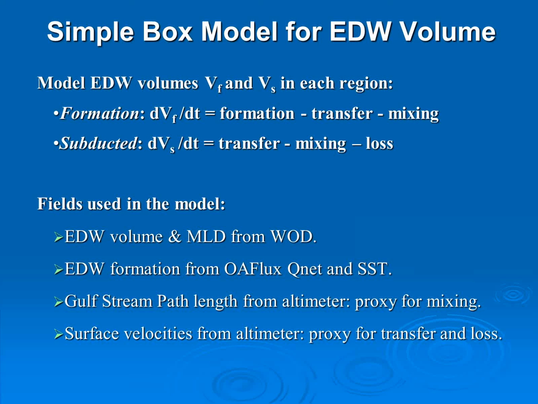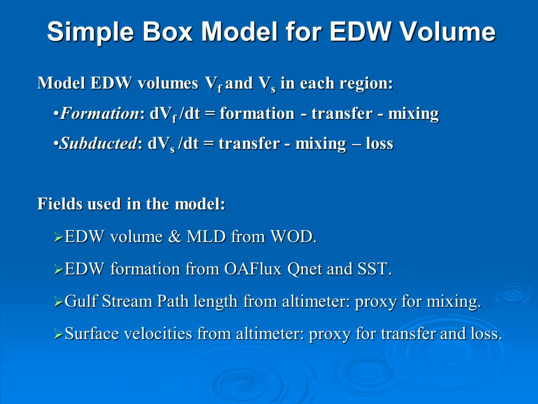So the data used in the model, as I showed before: the 18-degree water volume is determined from the World Ocean Database. This is a 3-month temperature map. The formation of EDW is computed from the LHF flux and SSH from OAFlux products. Because we don't have enough data to compute the mixing and transfer loss terms, we are going to use some proxies to look at those processes. This is mainly based on previous studies in other regions.